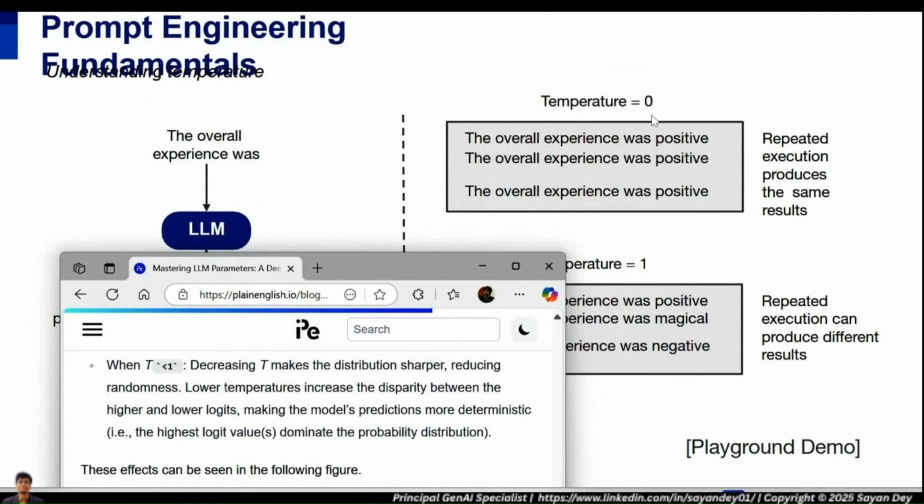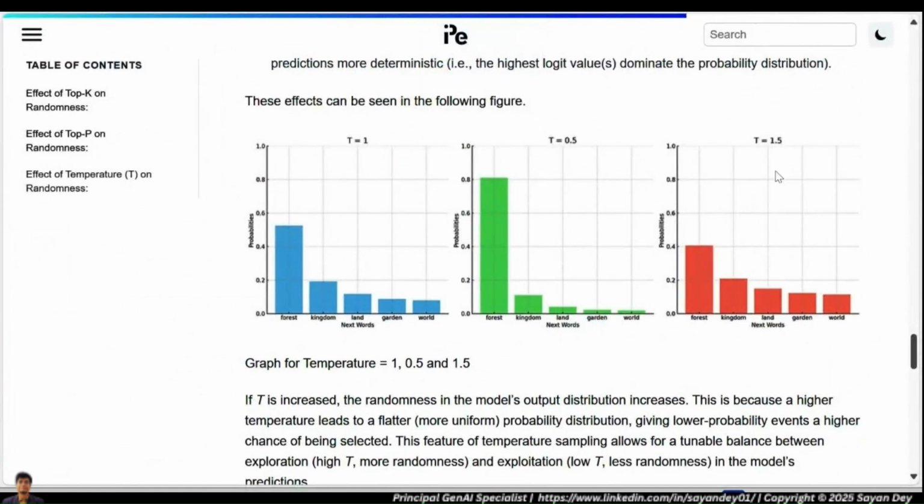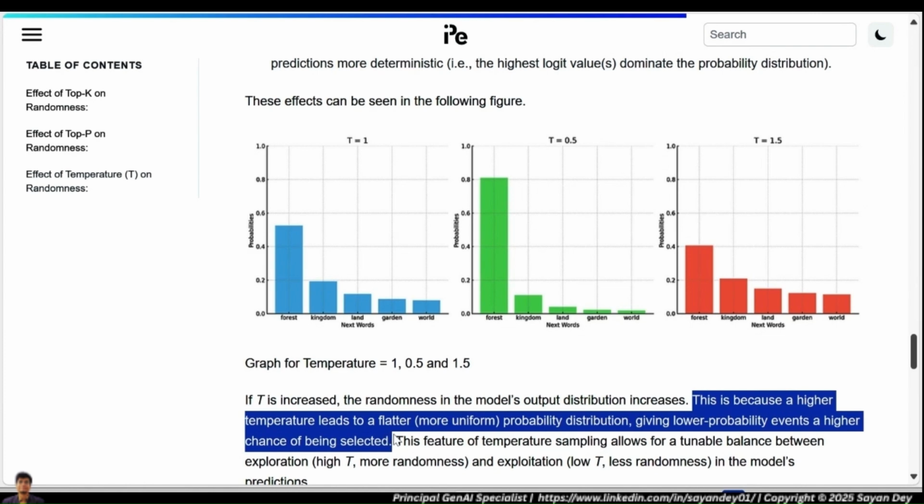If the temperature is low and you say the overall experience was, the positive word will always come because the word positive has the highest probability. But as we increase the temperature value from 1 to 1.5 to 2, the probabilities become more uniform. Can you see? This is a bit mathematical, they use softmax functions and all that, but a higher temperature leads to a flatter probability distribution, giving lower probability events a higher chance of getting selected.